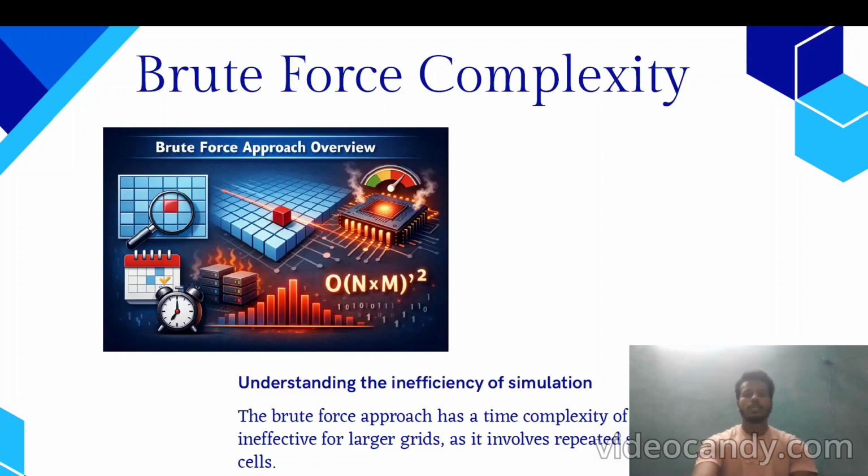Let's discuss time and space complexities. The time complexity is proportional to the whole grid size, that is rows times columns, R into C. In the worst case, we scan the entire grid for every minute. That means we get O of (R into C) whole squared. Very slow for large inputs.